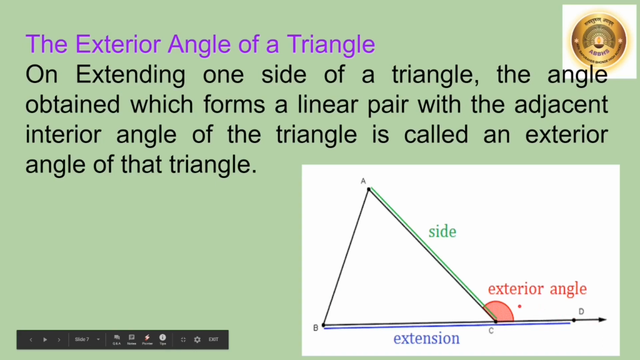So exterior angle means it has to be outside the triangle and it should be in contact or forming a linear pair with the angle of the triangle. Now this is the angle of the triangle and this is the exterior angle. So together, if you see, they are making a linear pair. So angle ACD is an exterior angle here.